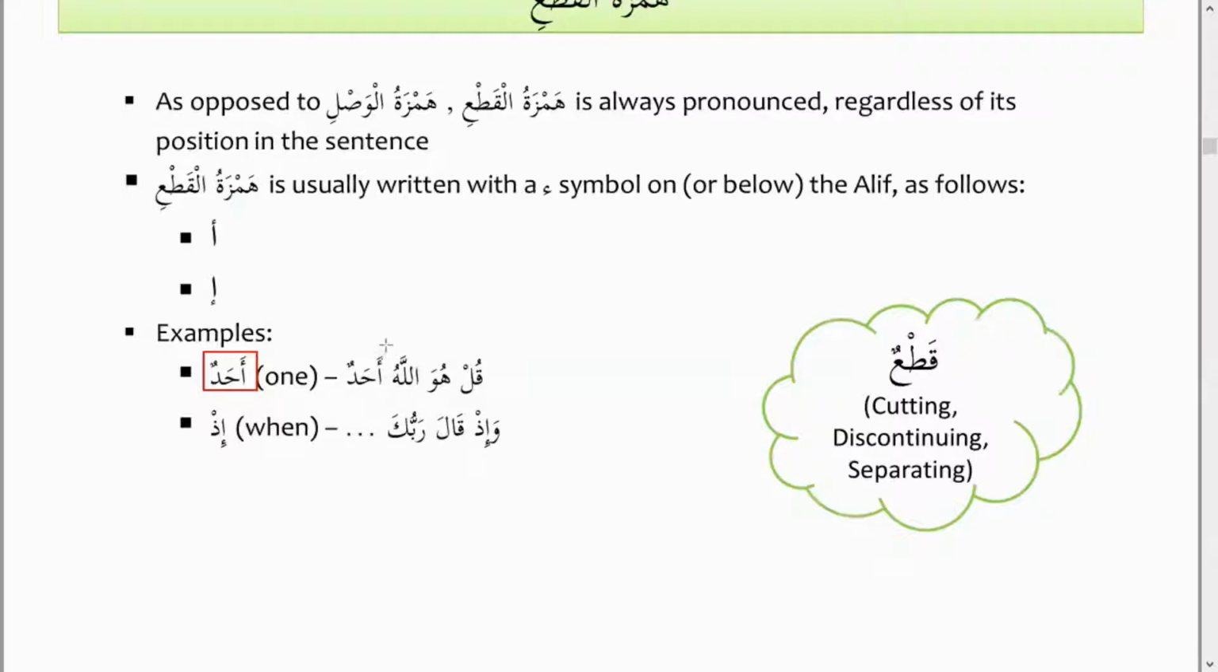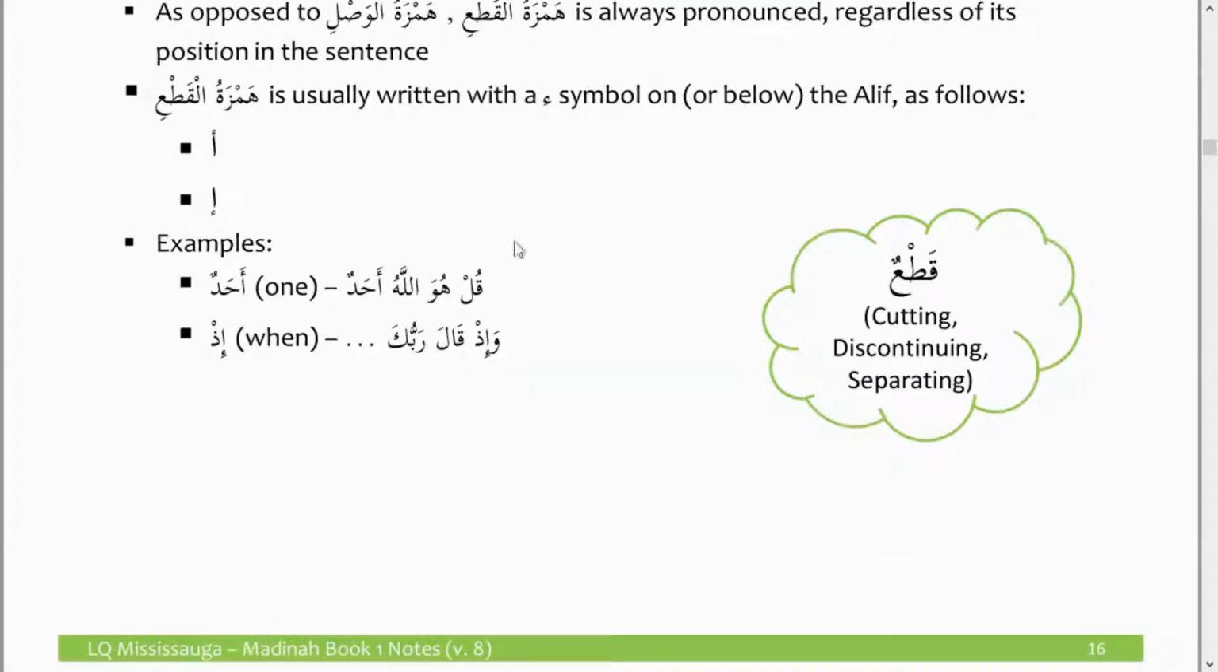I'm stopping to pronounce this hamza. If it was a normal Hamza, I could have joined it. I would have said, Qul Wallahu Ahad. But no, this is Ahad. Similarly, Wa iz qala. See? Wa also has a Hamzatul Qata. We will stop and pronounce.